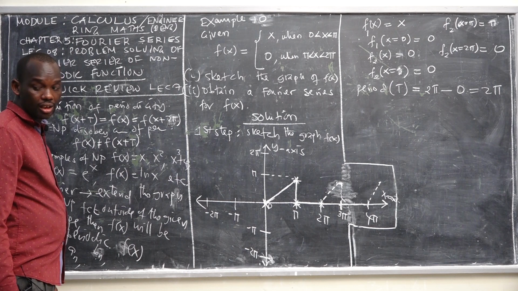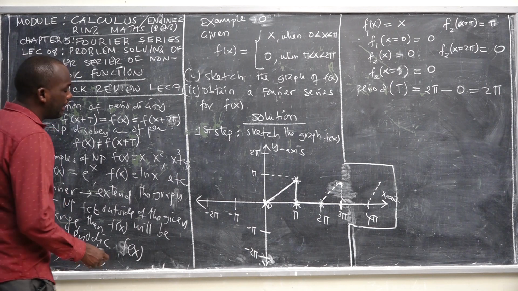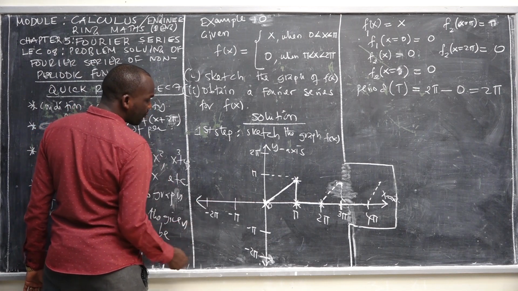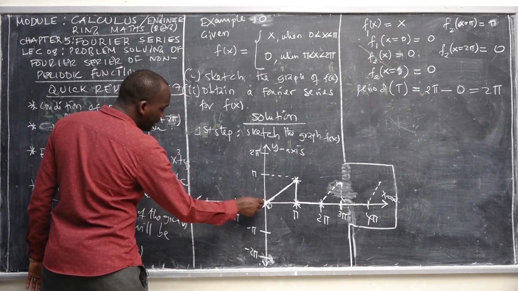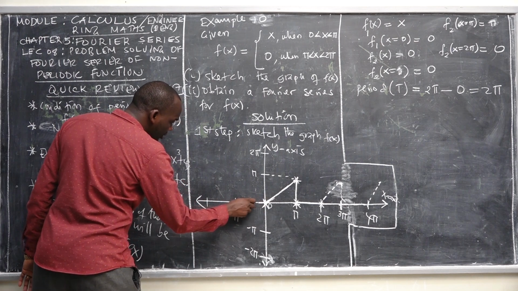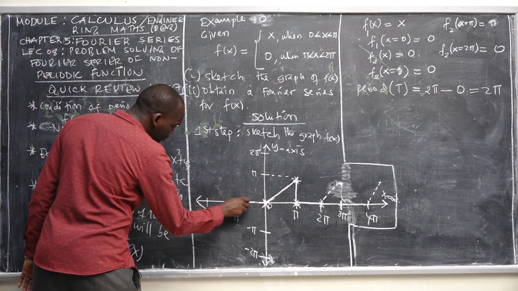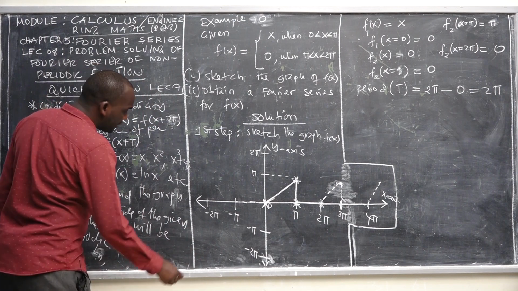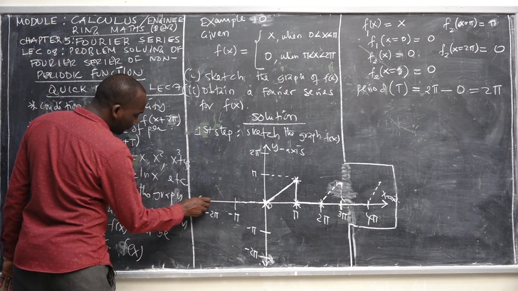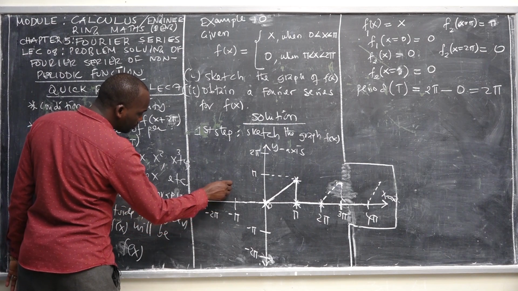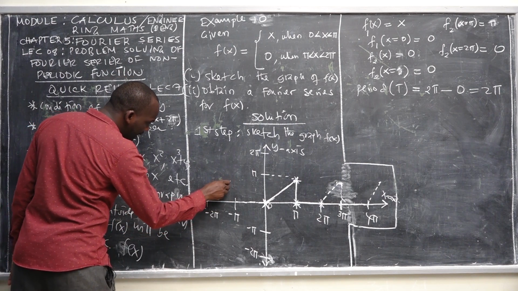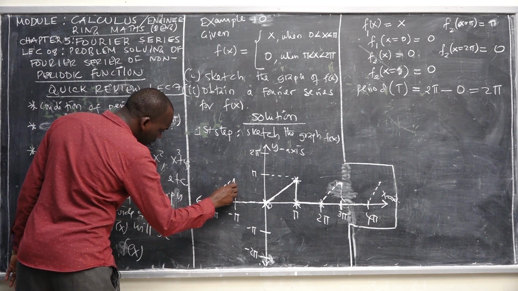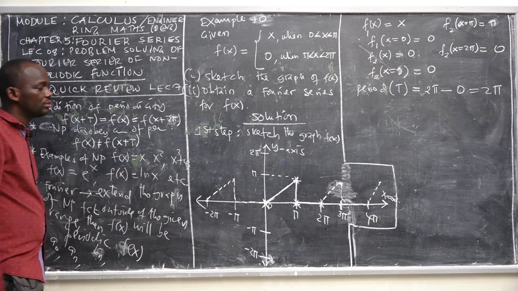Are we together? So again we extend the graph on this side. On this side we have negative pi. Okay, fine. So from here to there, here we are going to have a dotted line at this point. Then this is another one, negative 2 pi. So here we are going to have another dotted line. This dotted line will be descending at this point.